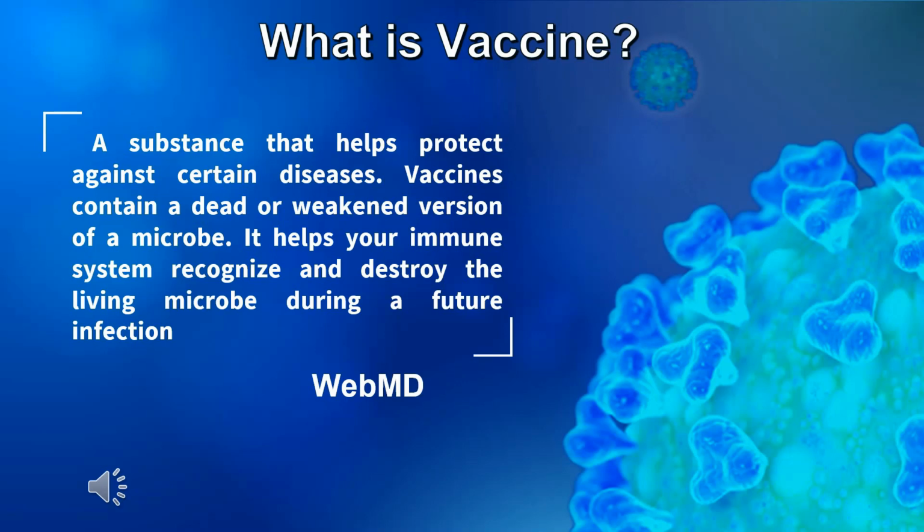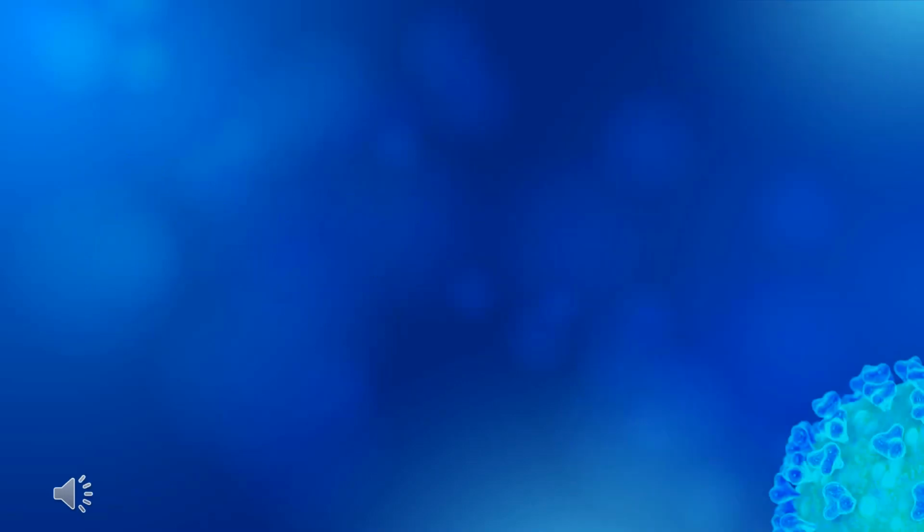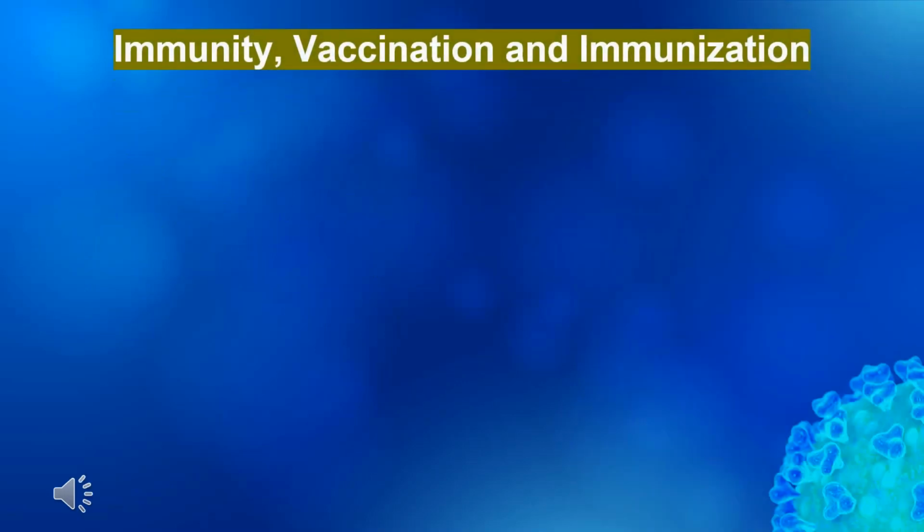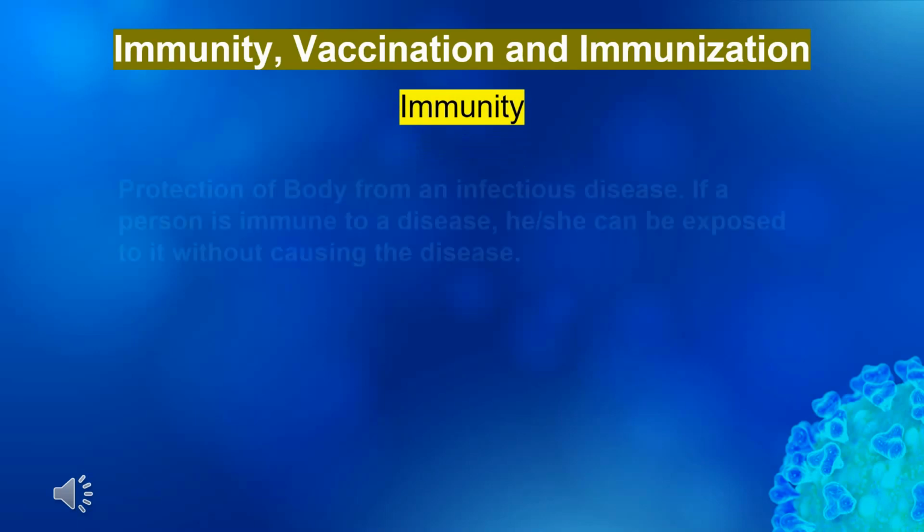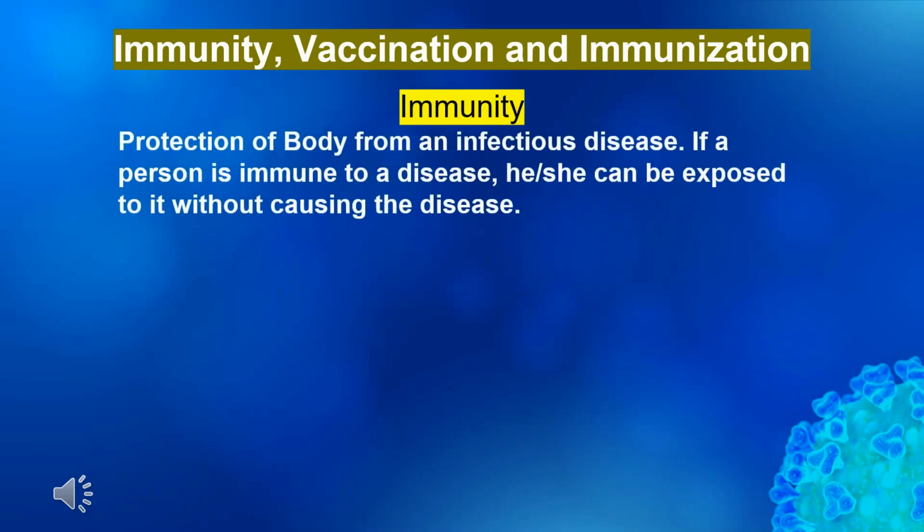Before dealing with different types of vaccines, let me talk about some keywords related to vaccines. Let us understand the keywords: immunity, vaccination and immunization. First, what is immunity? It is the protection of the body from an infectious disease. If a person is immune to a disease, he or she can be exposed to it without causing the disease.